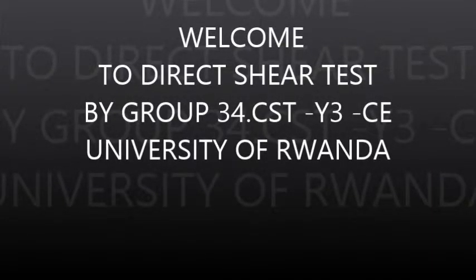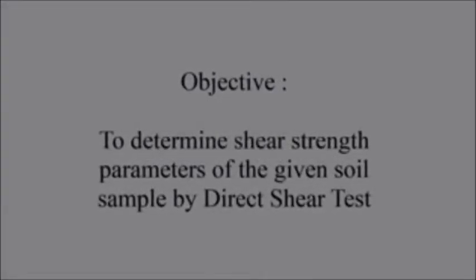We are going to show you how we can perform a shear strength test by using a direct shear test machine in a simple way. First, you need to know why you need to perform a shear strength test. This is the objective of doing a shear strength test: it is just to determine the shear strength parameters known as cohesion and friction angle.